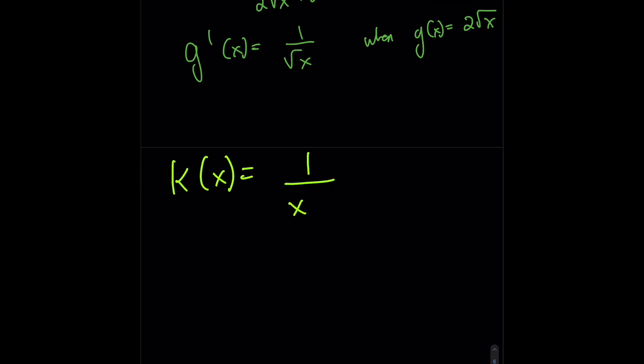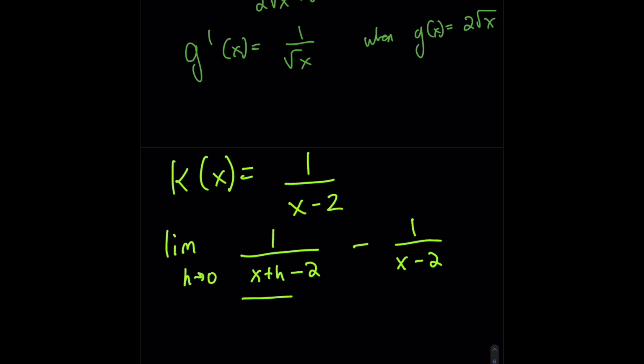A fraction, or a rational function, if you will. So we'll do what we always do. We'll be taking the limit as h goes to 0 of 1 over x plus h minus 2. So that's k of x plus h, if you will, minus just good old k of x.